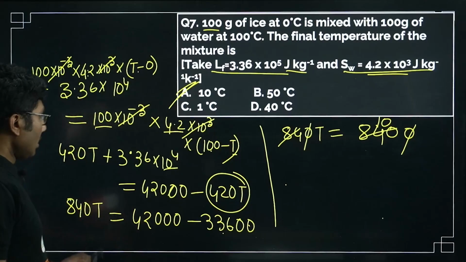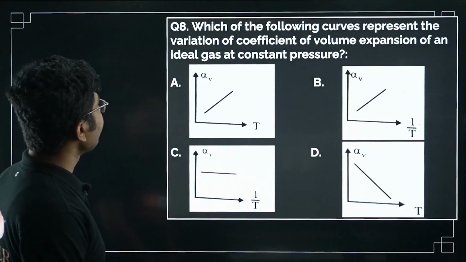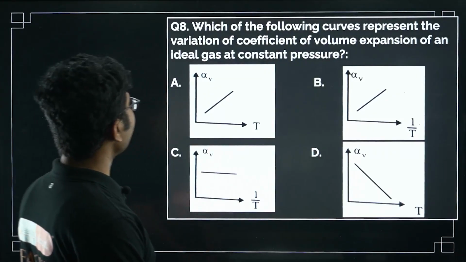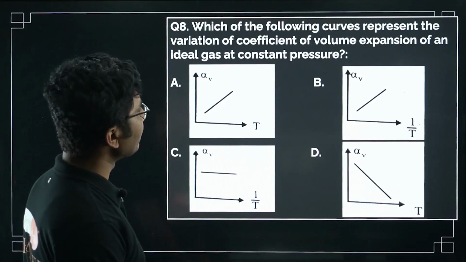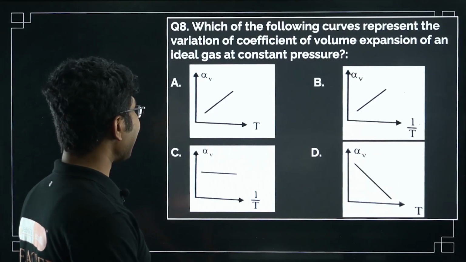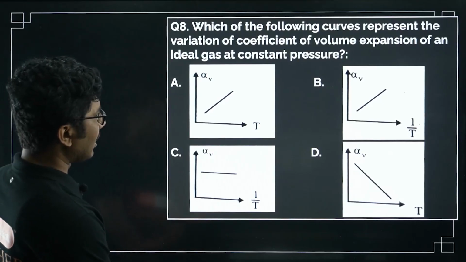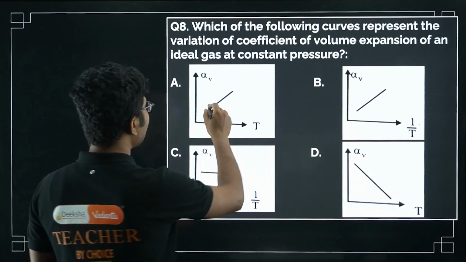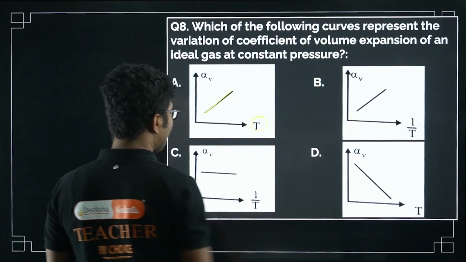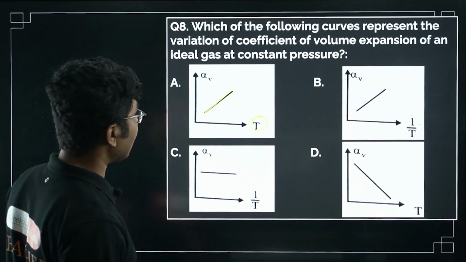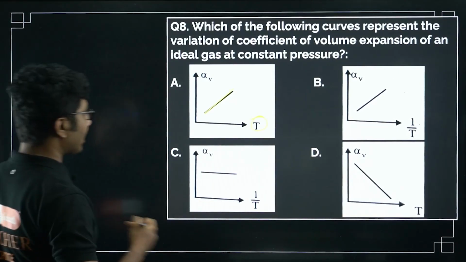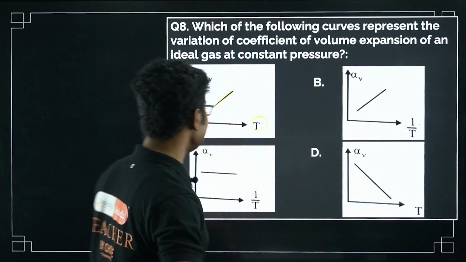Okay, next question: which of the following curves represents the variation of the coefficient of volume expansion of an ideal gas at constant pressure? Constant pressure, here you can see alpha V versus T. Now we know that alpha V for an ideal gas is constant.